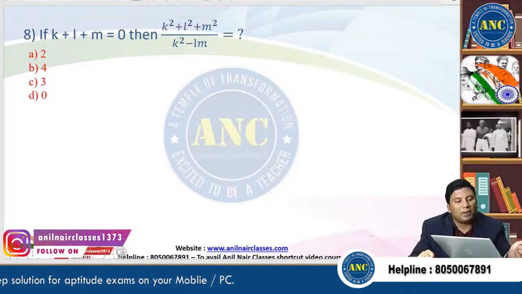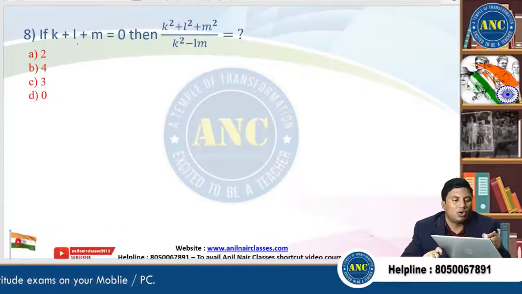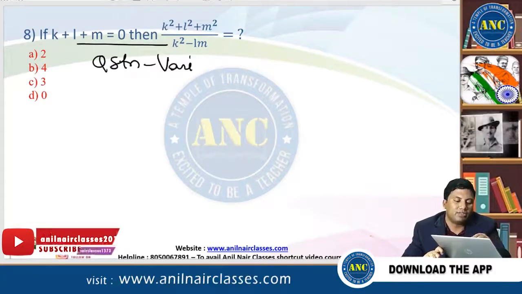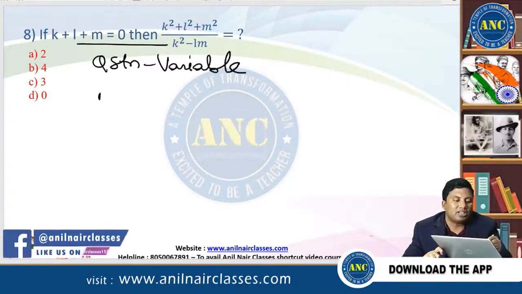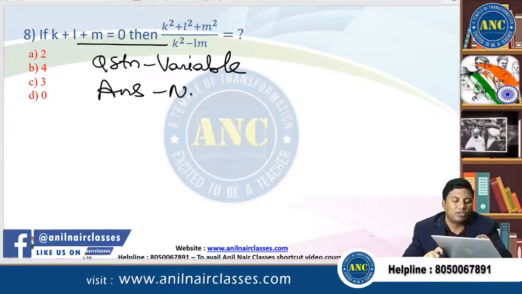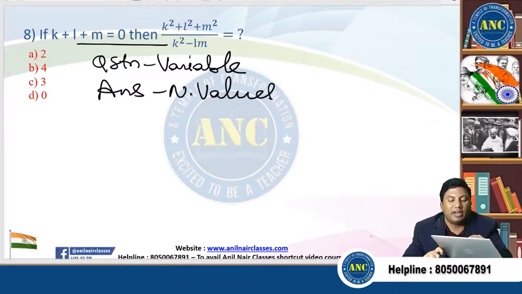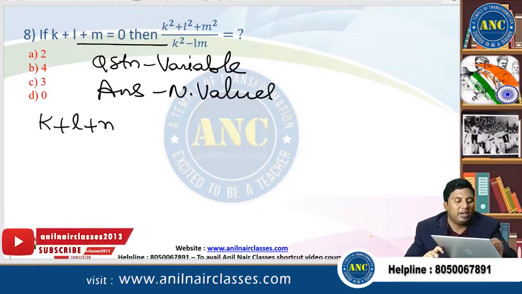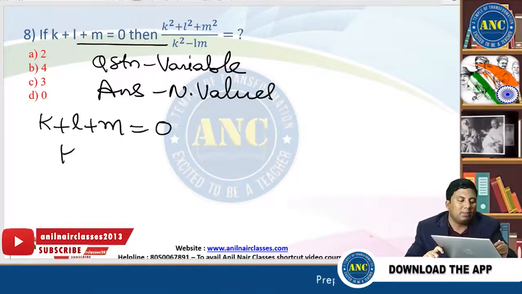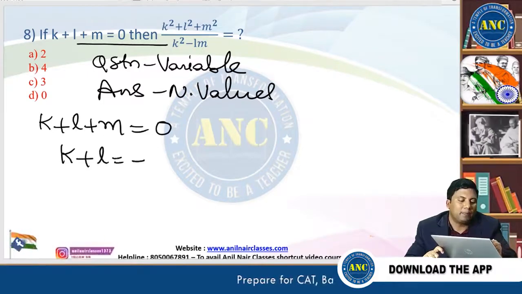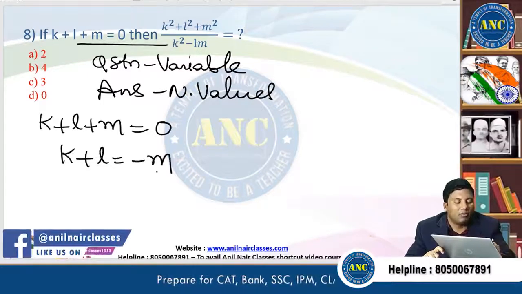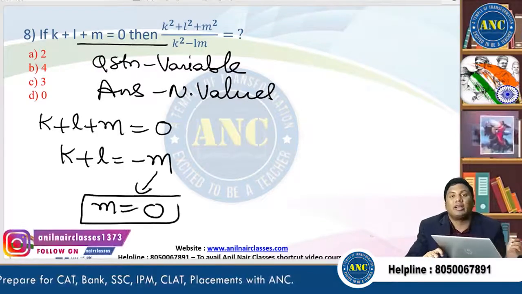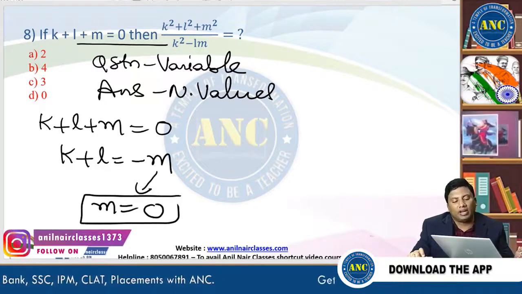K plus L plus M equivalent to 0. The question contains variables, the answer contains numerical values. If the question contains variables and the answer has numerical values, make the dependent variable 0. K plus L plus M is 0, so K plus L is minus M. What is the dependent variable? M.